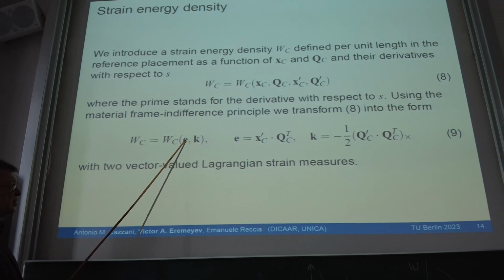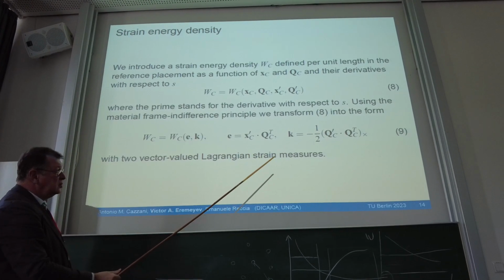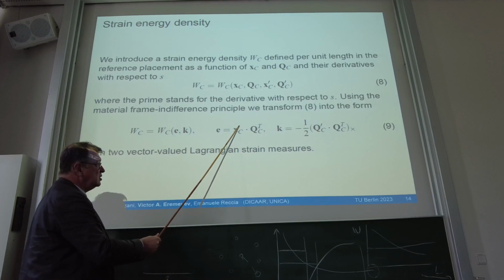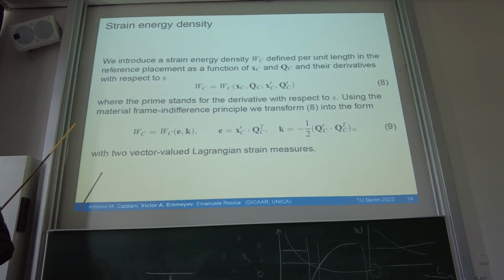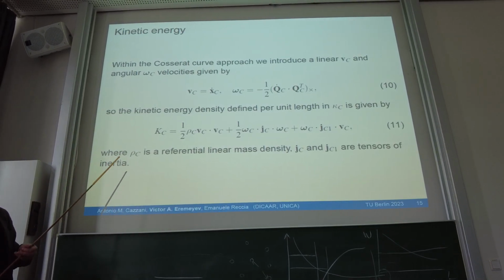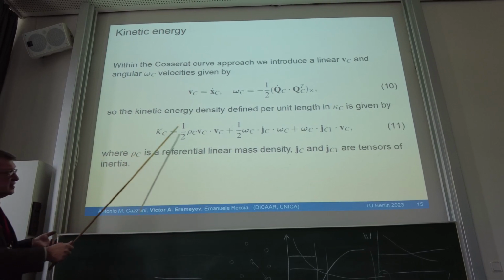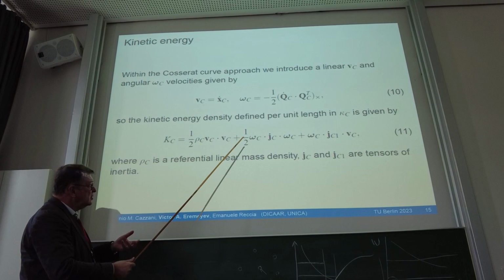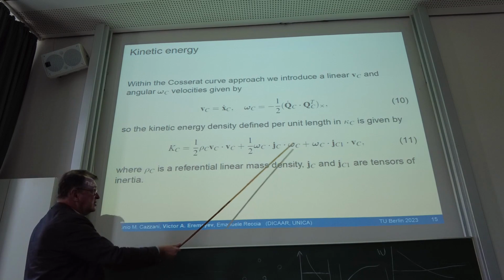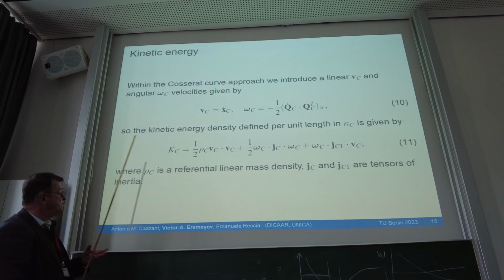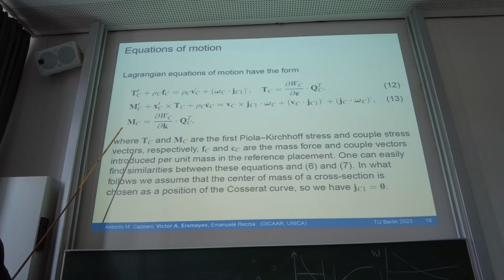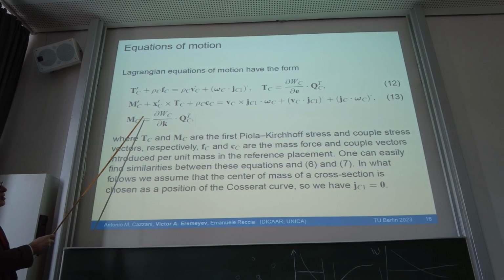We come to two vectorial strain measures, which look like this. Instead of the gradient, you simply have a derivative here. Formally, it's nothing new until now. And the kinetic energy also looks like in the previous case. It's just a quadratic form of velocity and angular velocity. And we introduce other microinertia tensors here. So if you would like to see the equations of motion, they look absolutely the same in form.